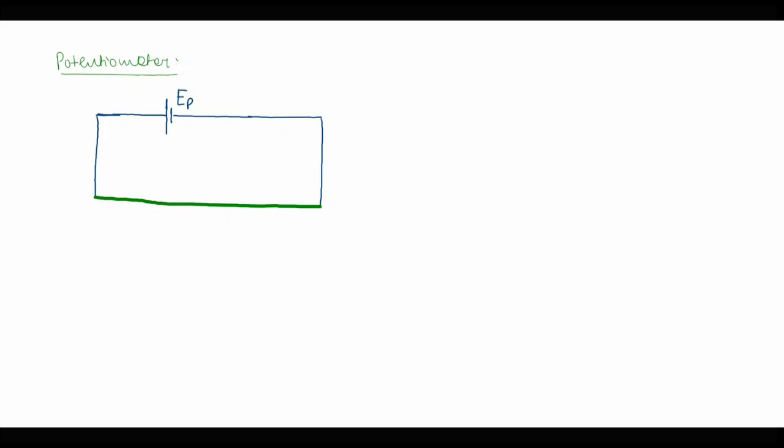And on the other side we are connecting a secondary battery, which may have a certain internal resistance, and it is connected to a galvanometer G, which will help us in locating the null point of the galvanometer. So I am calling this E, having an internal resistance R. This is the basic diagram of a potentiometer.